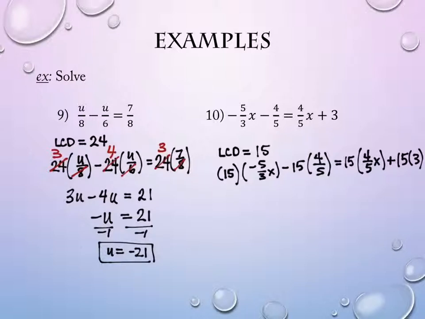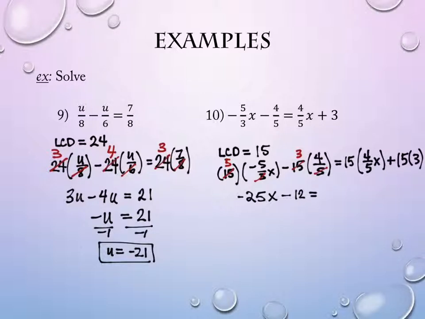Okay, if I consider the 15 and the 3, I divide them. 15 divided by 3 is 5. Now I have 5 times negative 5x to give me negative 25x. You got it. Next set, 15 divided by 5 is 3. And then I have negative 3 times 4, which is negative 12.